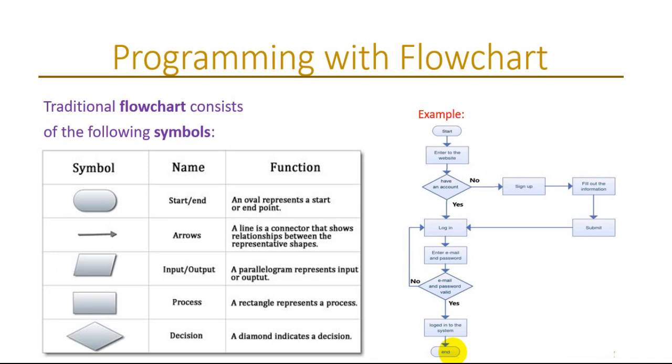Unfortunately, I couldn't find an example that uses an input. So in this flowchart we are not showing any input or output. That is why this symbol is not there, but other than this symbol, all the others are there.